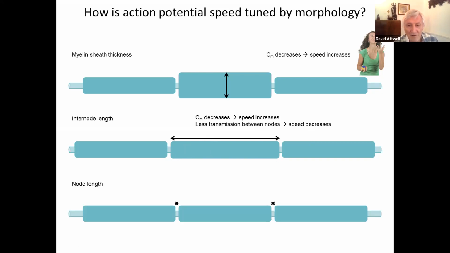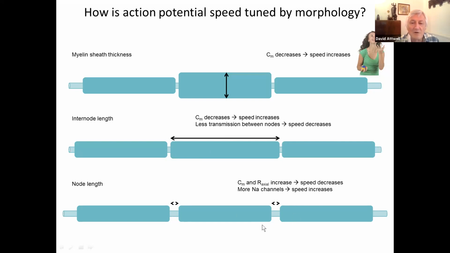And finally, and much less well known, you can tune the node length. If you increase the node length, that means less of the axon is myelinated, so the capacitance will go up. And in addition, the resistance for current flow from the sodium channels here through the internode will increase, so that will decrease the speed. But if you increase node length by inserting more of the same kind of membrane, you'll be putting more sodium channels in, and that will increase speed. So I'm going to look at these various factors in the first third of my talk. And then in the last two-thirds, I'll look at how tweaking the node electrical properties can adjust conduction speed.